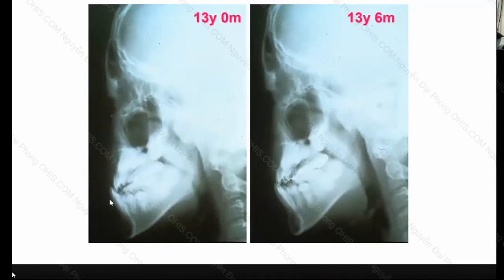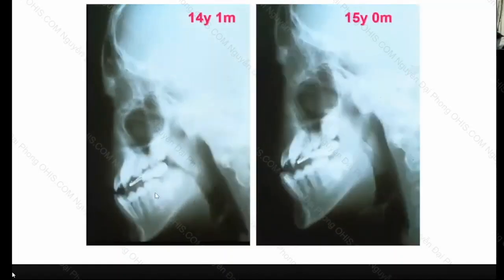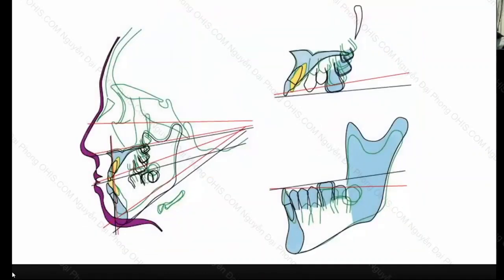Before, half a year later, a little bit of anterior bite opening, then here, 2 years later, very much anterior bite opening. Then this is a superimposition of the cephalogram. You can see the too much eruption of the 6 year molar. I think this is a pathological situation.